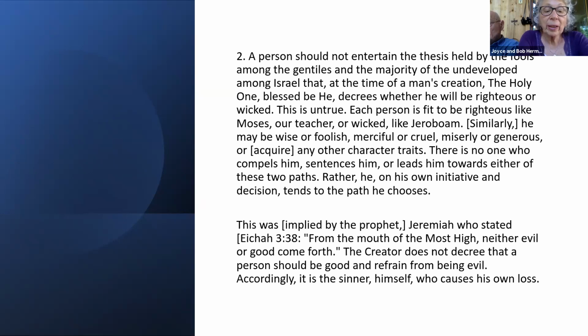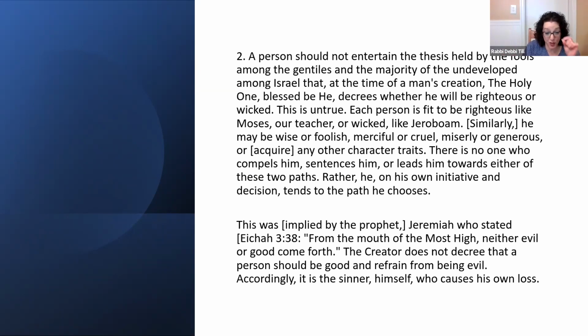I'm troubled by the next to last sentence, where it feels contradictory with all that has come before, that the Creator does not decree that a person should be good and refrain from being evil. It seems to me everything that has gone before has indicated that you get to choose. But when you're going to choose between life and death, it's very clear to me that there's a should in there. Right. There's a right way and a wrong way. It's definitive. You follow my law and live well. Don't follow my law and you won't, right?